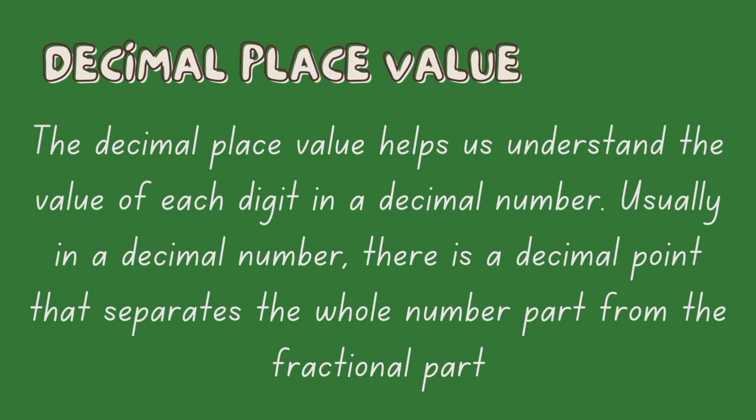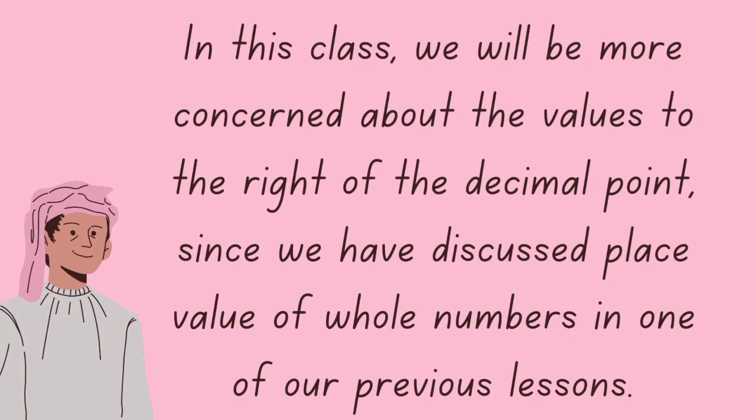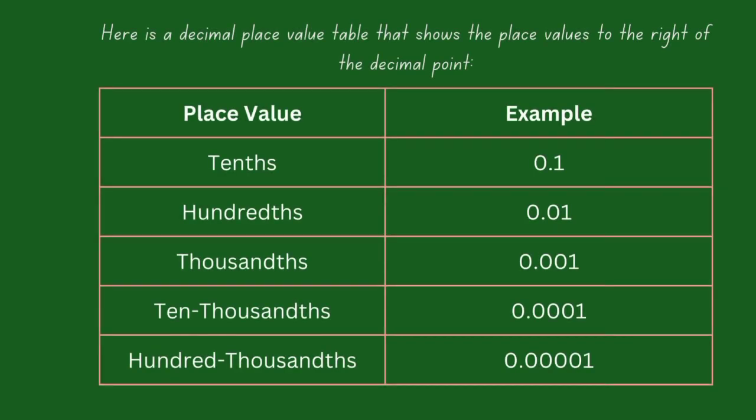Decimal place value. The decimal place value helps us understand the value of each digit in a decimal number. Usually in a decimal number, there is a decimal point that separates the whole number part from the fractional part. In this class, we will be more concerned about the values to the right of the decimal point since we have discussed place value of whole numbers in one of our previous lessons. Here is a decimal place value table that shows the place value to the right of the decimal point.